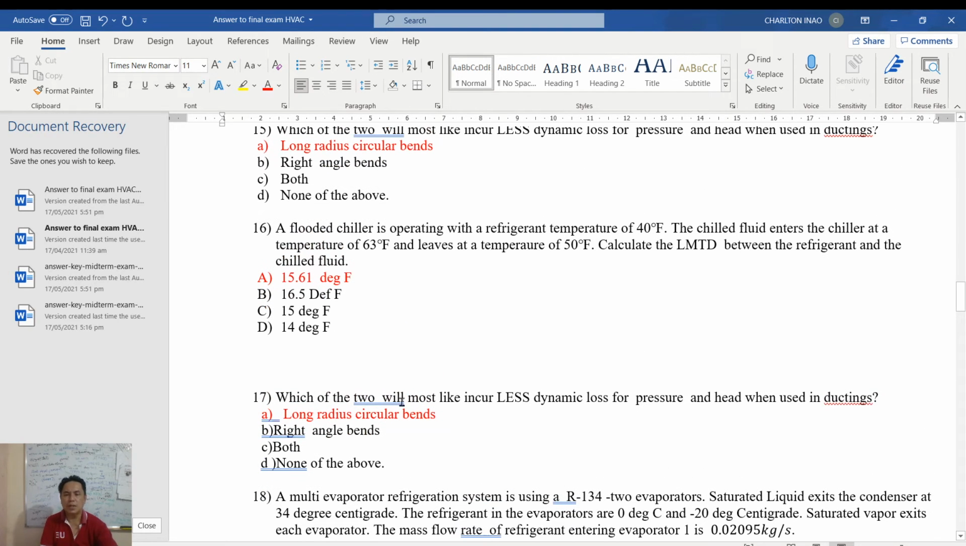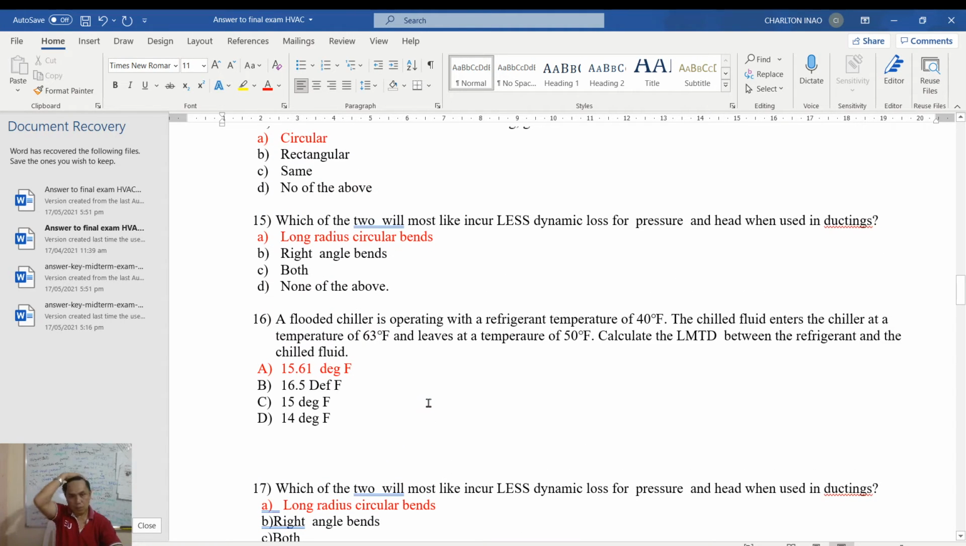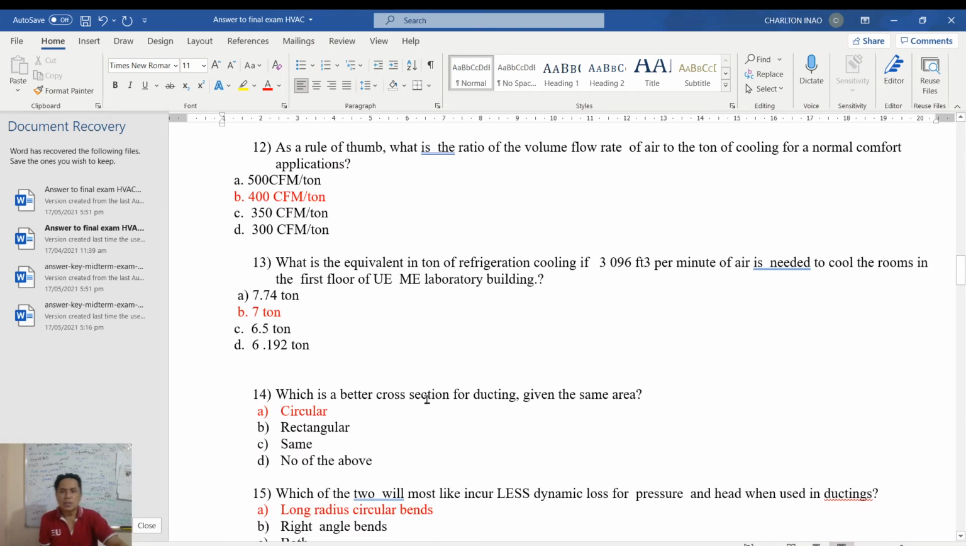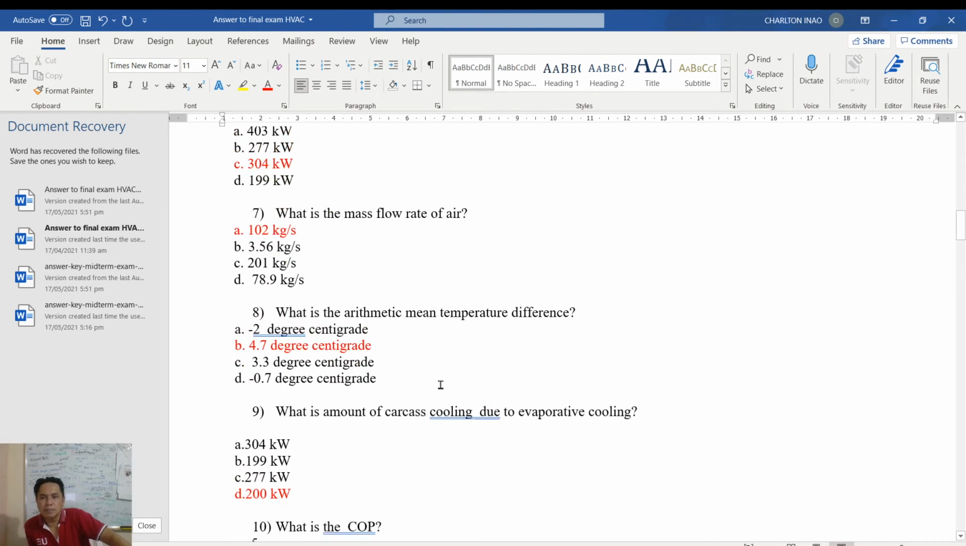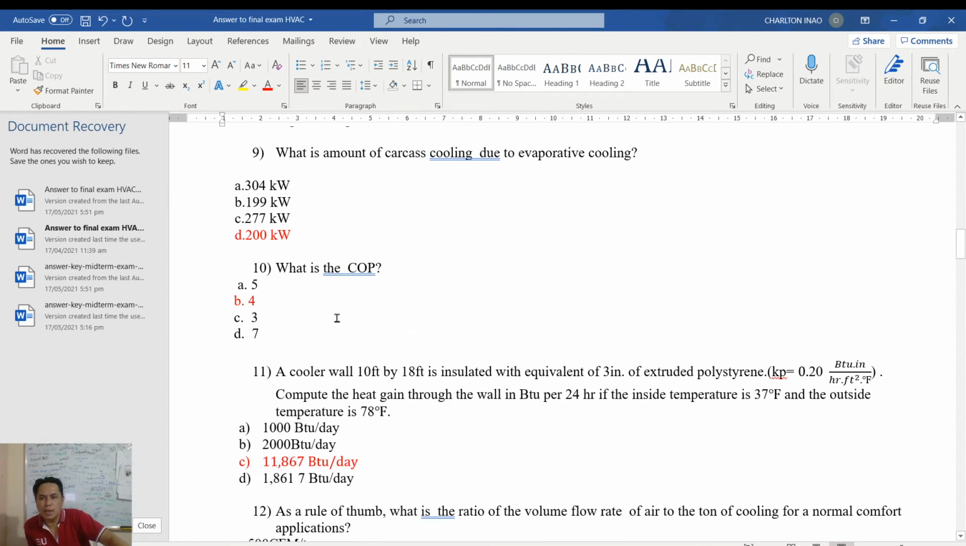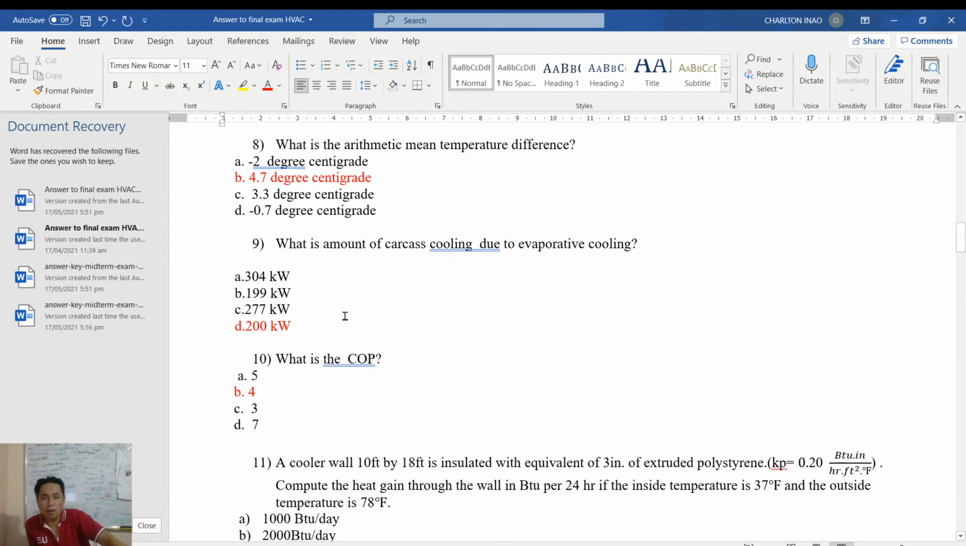So mass flow rate, and we continue with the questions, of course. So here we are in this question about COP. It's already answered. It's 4. Why?